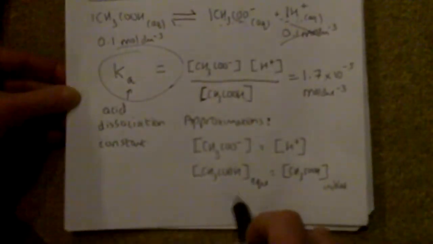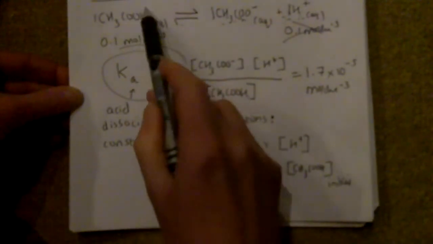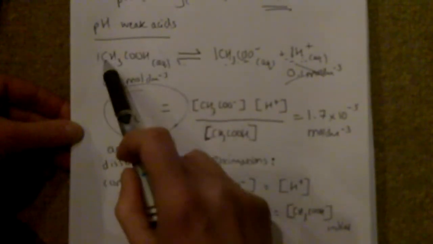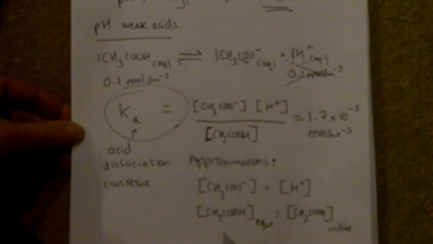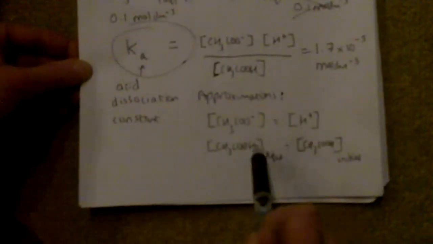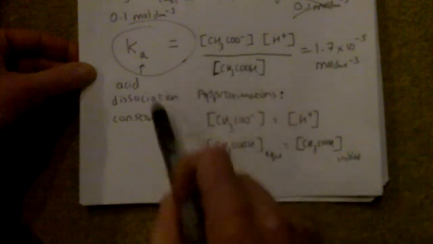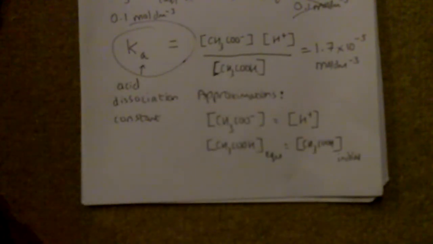Okay, so that's the second approximation that we make. We say that hardly any of this has split up, has dissociated. So we make these two approximations. Once we do this, we can rewrite the Ka.